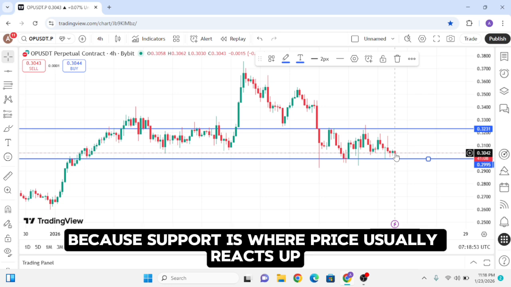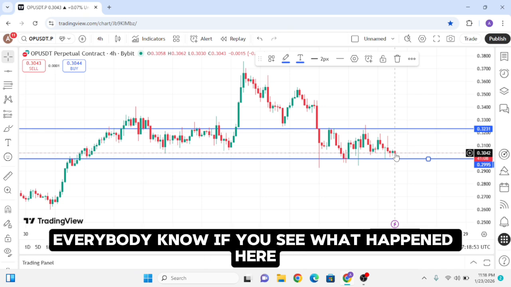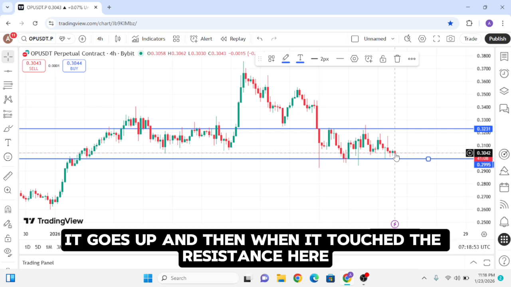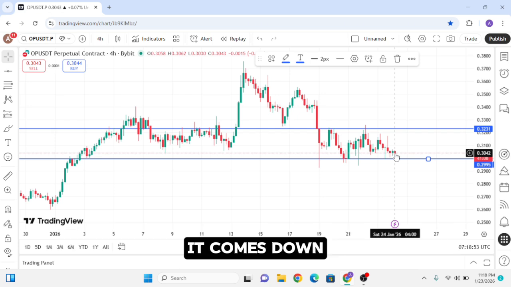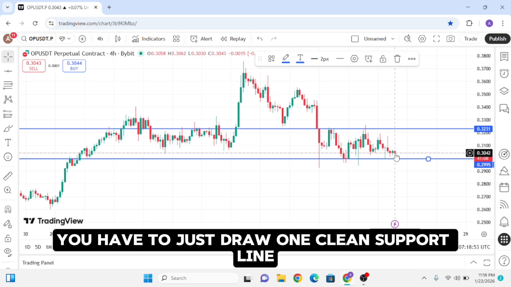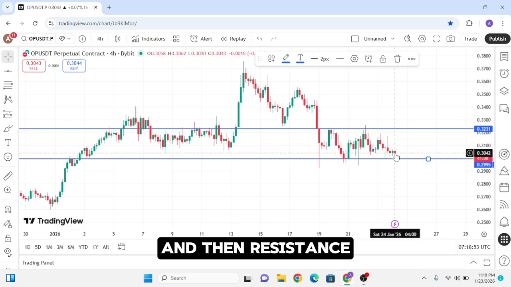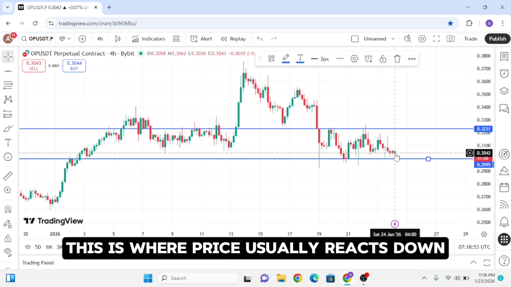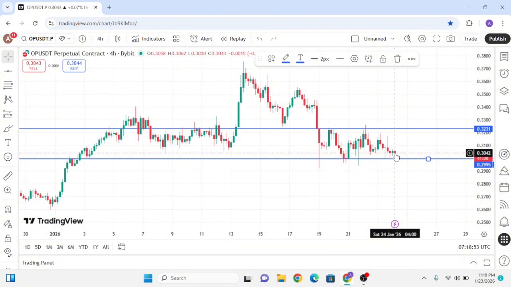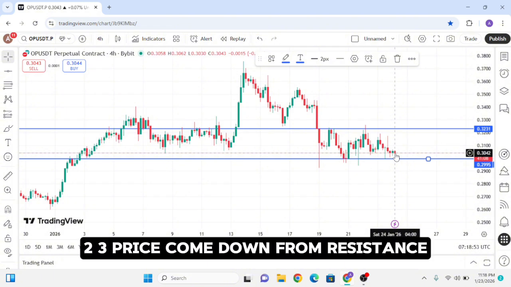Because support is where price usually reacts up. Everybody knows. If you see what happened here, when it touched the support here, it goes up. And then when it touched the resistance here, it comes down. You have to just draw one plain support line and then resistance. This is where price usually reacts down. As you can see here, 1, 2, 3.